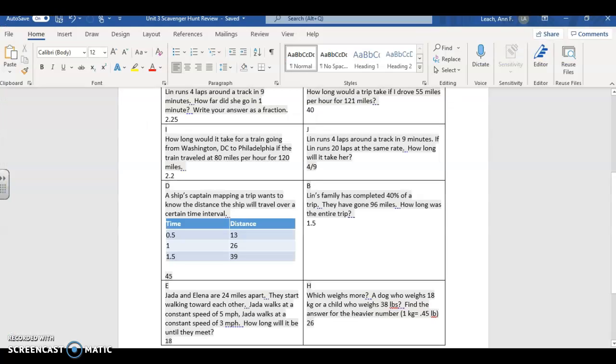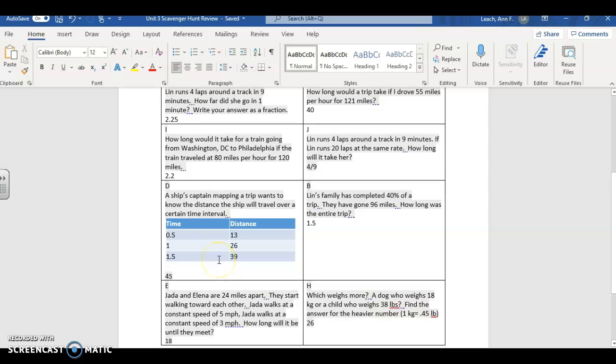A ship's captain mapping a trip wants to know the distance the ship will travel over a certain time interval. So let's see how fast the ship is traveling. How far will it go? Well, how many miles per hour are we going? If we look at this middle column right here, it will tell us that we are going 26 miles per hour. If we were to divide 13 divided by a half, you would still get 26. Or even if you divided 39 divided by an hour and a half, you'd get 26 miles per hour.